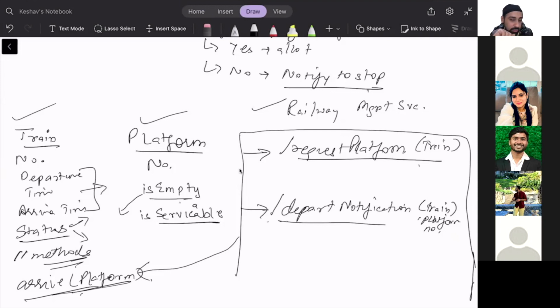I'm also not understanding: if you are requesting a platform and it gives no platform, right? It is not available right now. If there is no platform available in this /request platform, then how will the train know which platform to go to? It will keep on requesting. That is the logic that you guys have to build right now. We have not come over there yet.